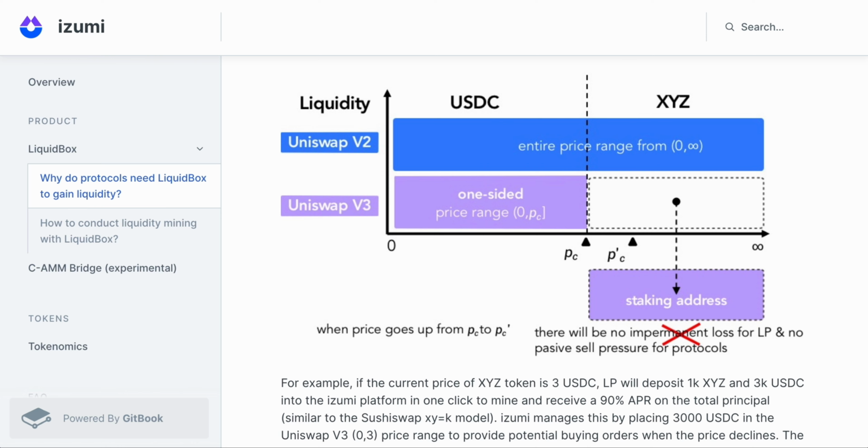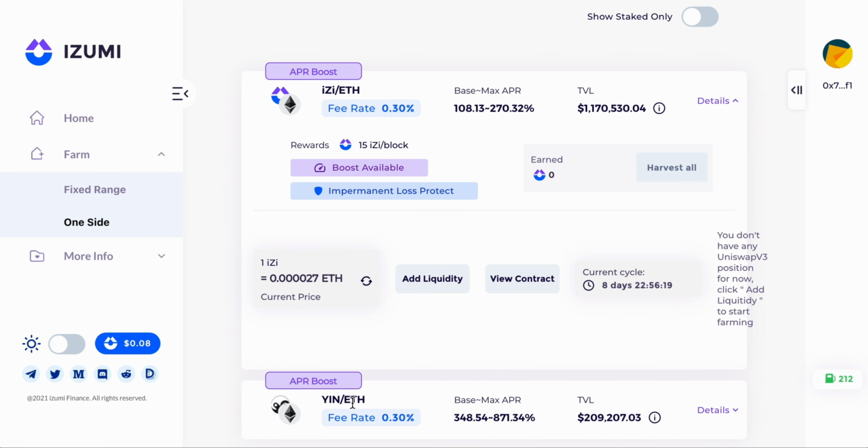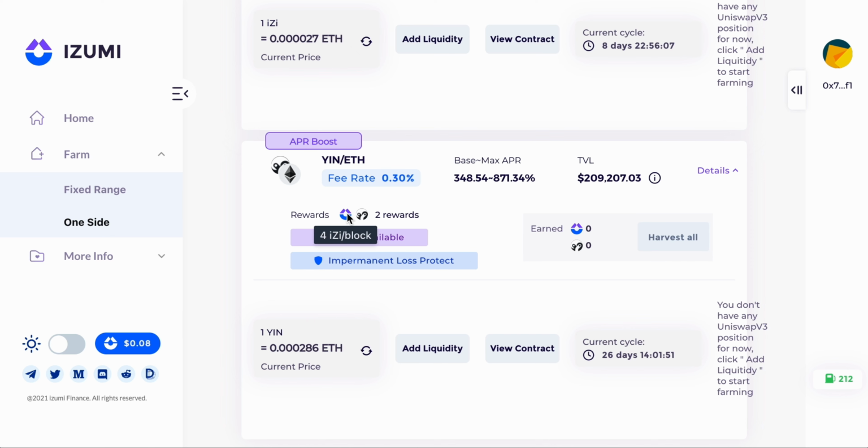For example, for our currently online iZi/ETH trading pair and iN/ETH trading pairs, Izumi provides additional liquidity reward for them, like this, 15 iZi per block, and the other is iZi token and iN token to subsidize the liquidity reward. In addition to the iZi reward, the iN/ETH trading pair also has an iN reward.